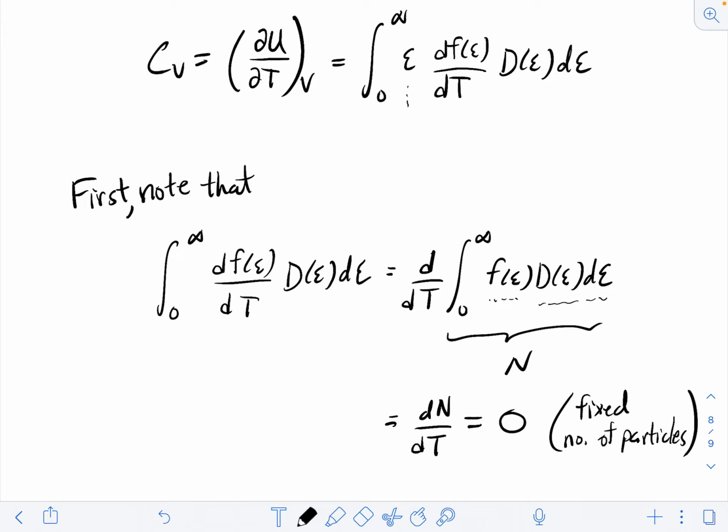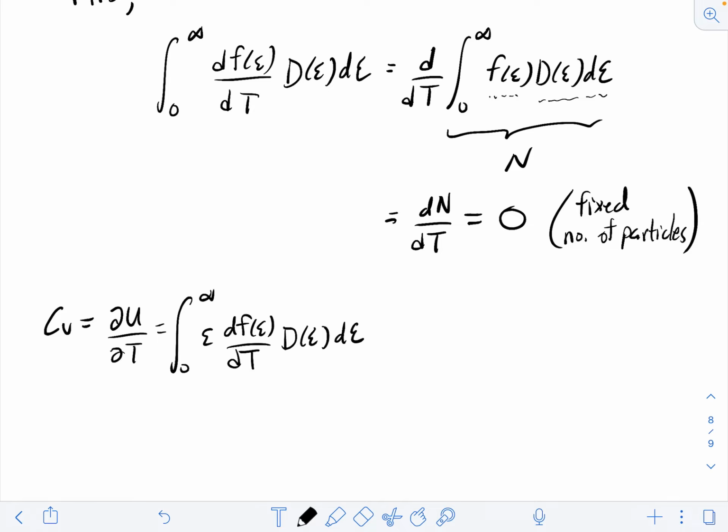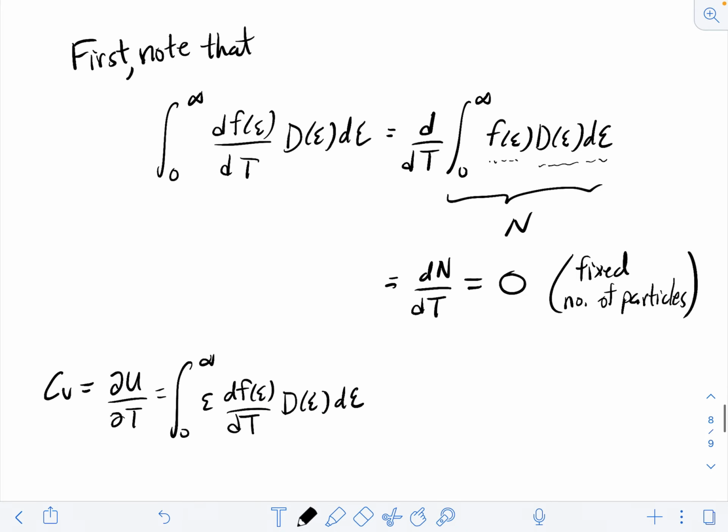Okay, so then I'm going to go back to this expression for the heat capacity. I'm going to rewrite exactly the same expression, but then we're going to add something to it. So first let's just rewrite it exactly as it was. The heat capacity is dU/dT, which is the integral from 0 to infinity of epsilon df of epsilon/dT times the density of states. Okay, so that should correspond to exactly what is written in our original expression.